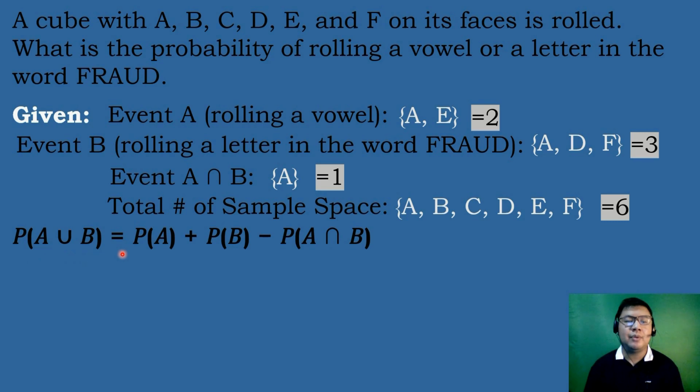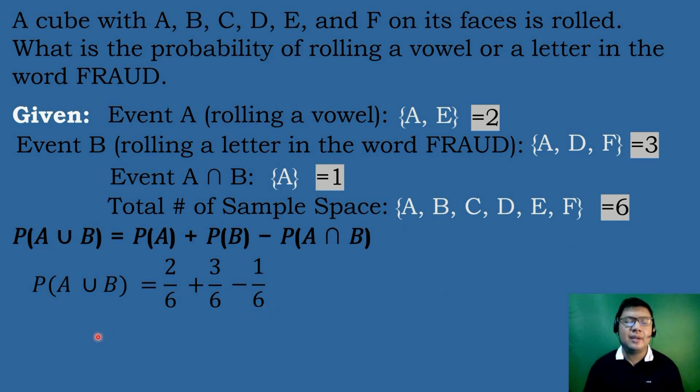We will be using the formula for union of two events. Probability of A union B is equal to the probability of A plus probability of B minus probability of A intersection B. After that, we will bring down the probability of A union B equals the probability of A. So event outcomes of A, rolling a vowel, is equal to 2 all over the total number of sample space, which is equal to 6, plus the probability of B, so event outcomes of B is equal to 3 all over the total number of sample space, which is equal to 6, minus the probability of A intersection B, so event outcomes of A intersection B is equal to 1, and then the total number of sample space is equal to 6.